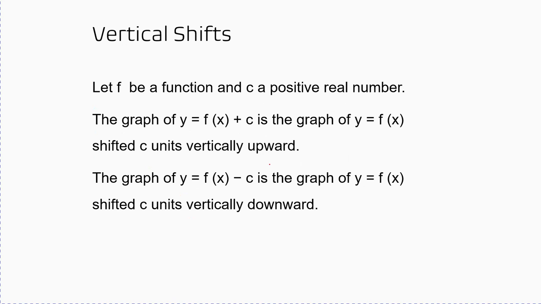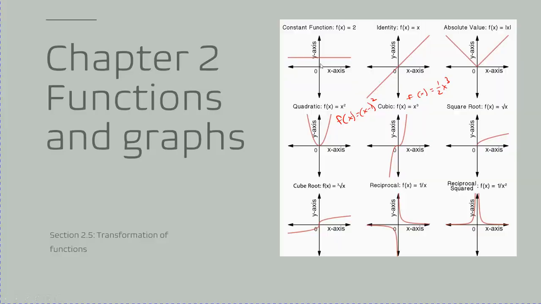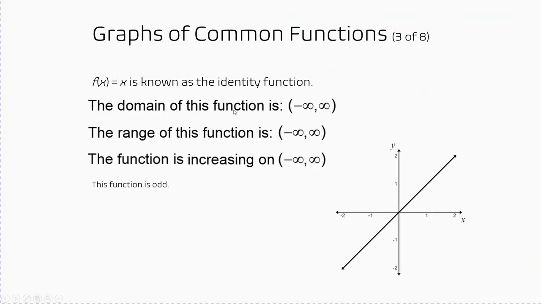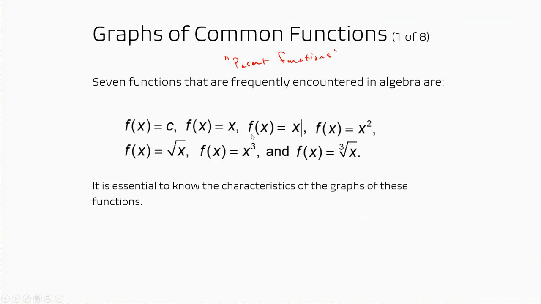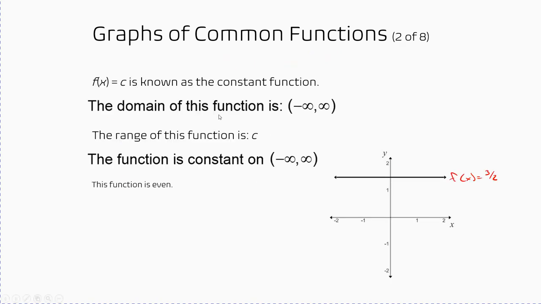Okay, so the first one is the easiest one. This is vertical shifts. We're going to let f be a function and c be a positive real number. The graph of y is equal to f of x, where f of x is going to be the parent function. It's going to be one of these 7 parent functions right here.